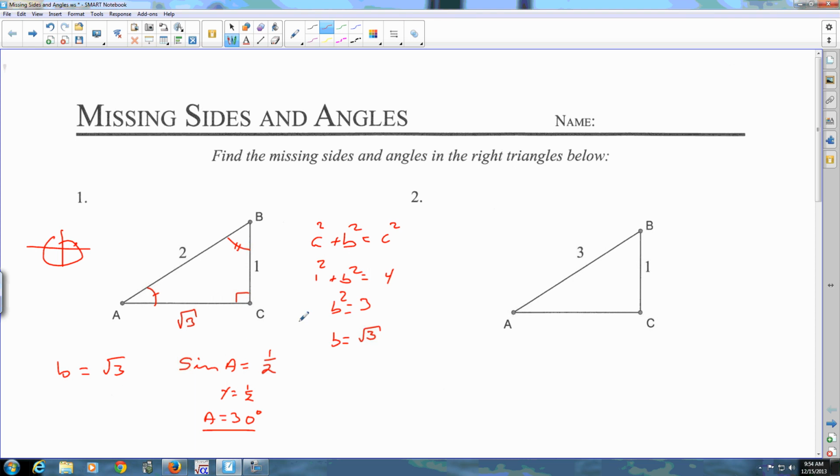So what is the alternative? What I'm suggesting is that you stand on the other angle and say, hey, I got the adjacent, I got the hypotenuse, so that's going to be cosine. Cosine of that angle is a half. You look back at the unit circle, where's your x value? A half. It's going to be up there at 60 degrees, so B is 60 degrees.